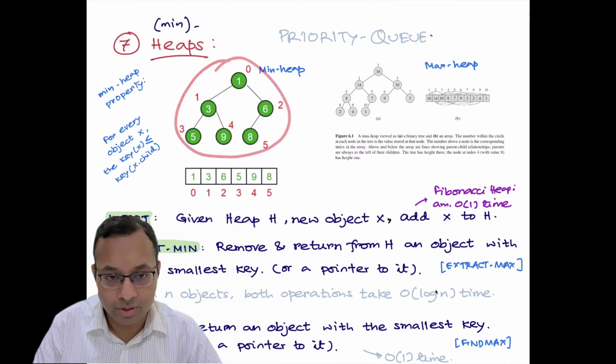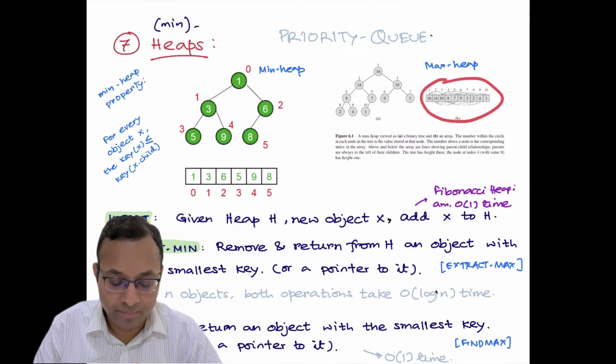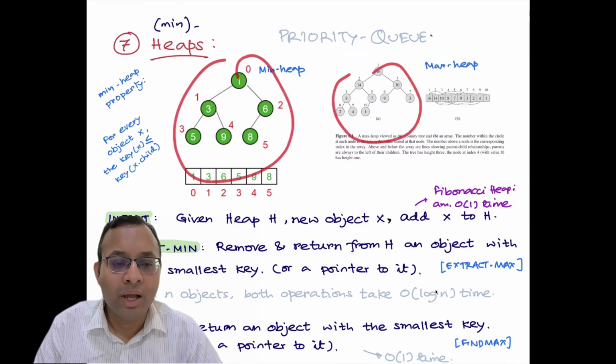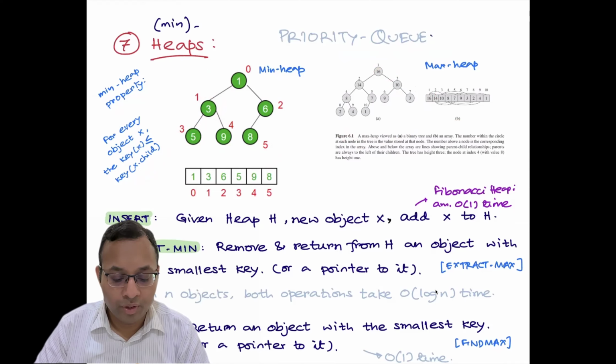In max heap, it's opposite. Always the key of the parent is greater than or equal to the key of its child. We can verify. And again, max heap can also be represented by arrays. So you can check why this is a min heap and this is a max heap. And there are nice properties of heaps. So there are some operations that we want to maintain.